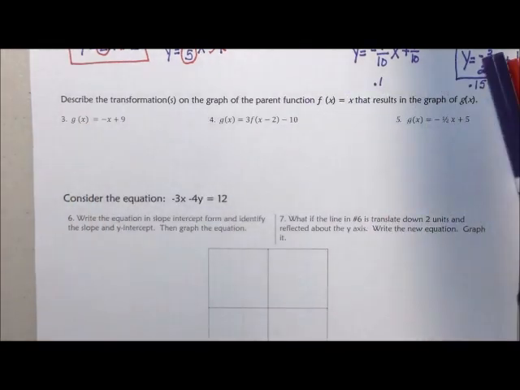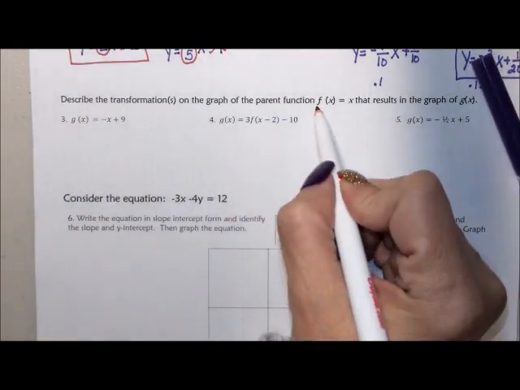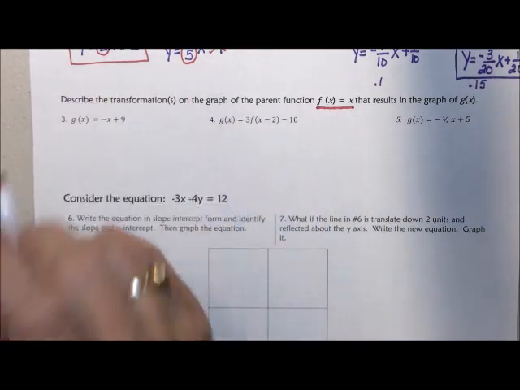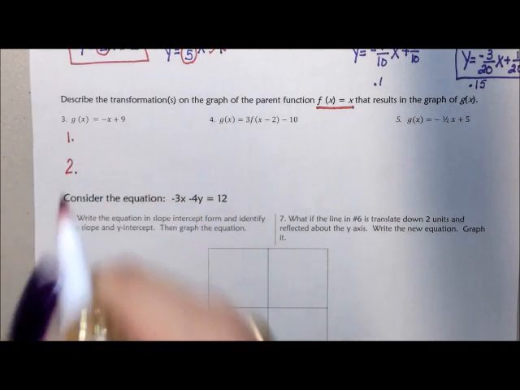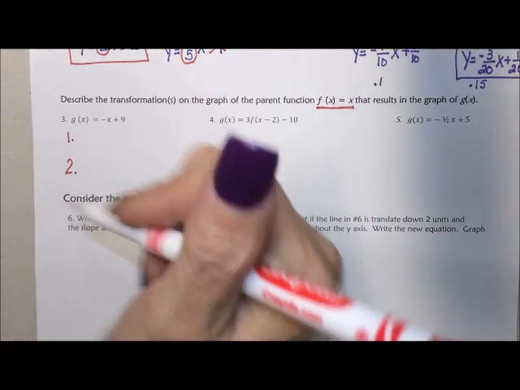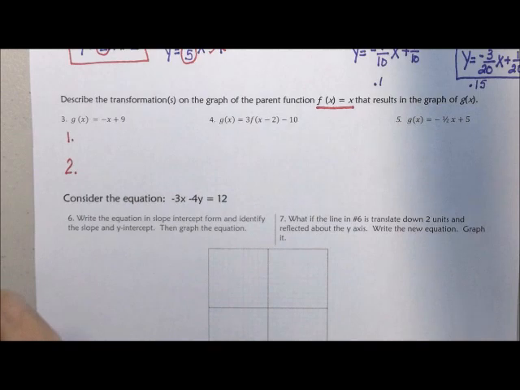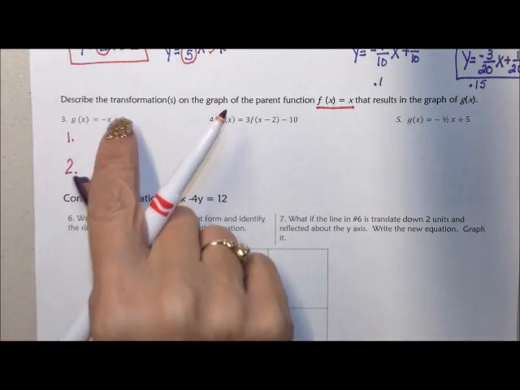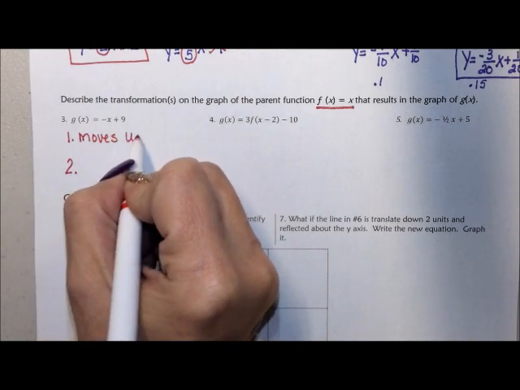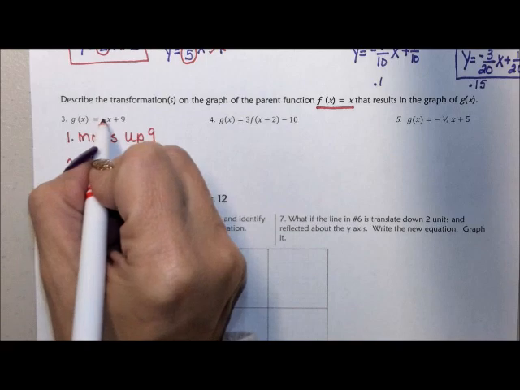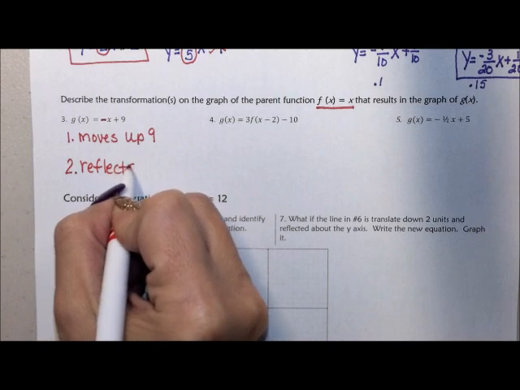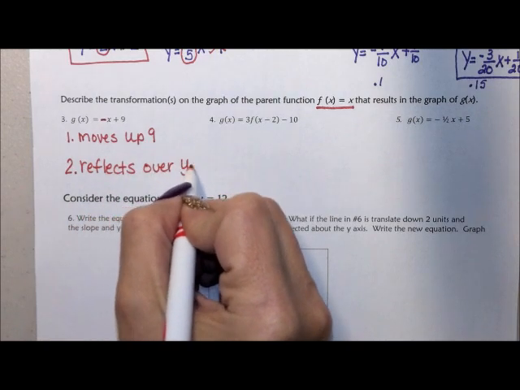Describe the transformation. All right, so here we go. Parent function f of x equals x. That results in g of x. So when we look at this, I'm going to tell you there are 2 transformations. See if you can figure them out. First one, I'm going to look at that 9. It is not in parentheses with the x. It's on the end. So this is moving up 9. Then I've got that negative right there. Remember, the negative reflects over the y-axis.